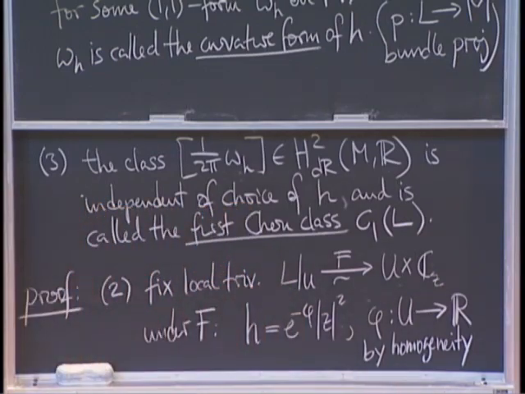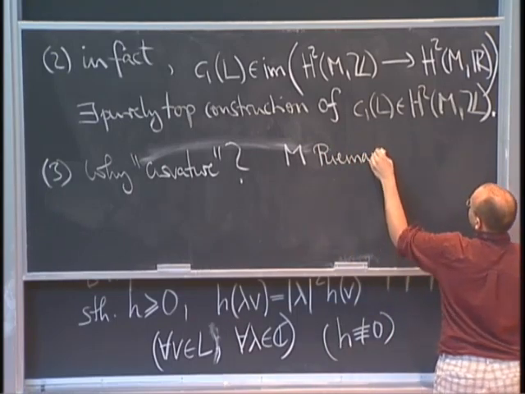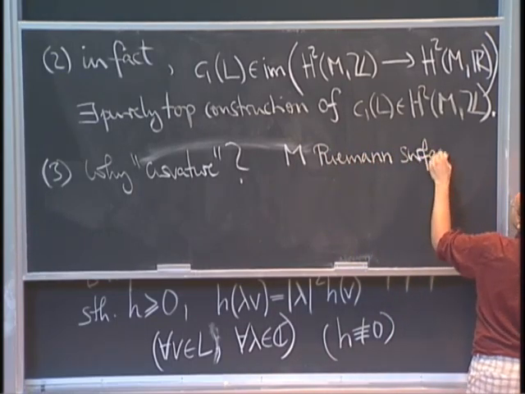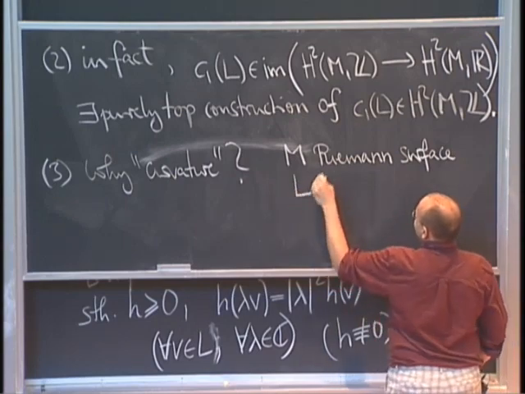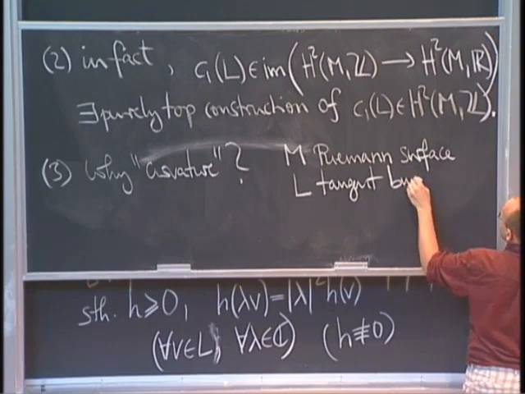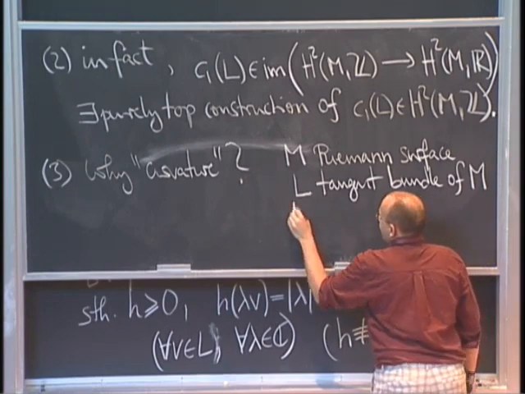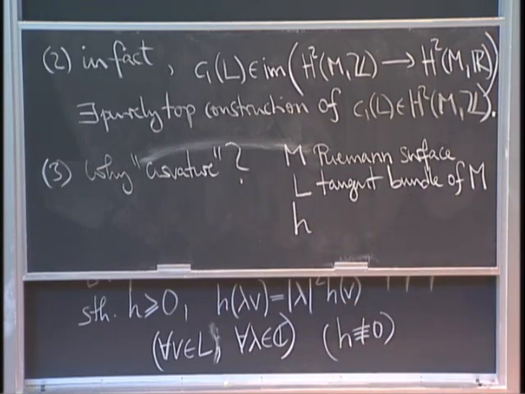So if you take M to be a Riemann surface, and L the tangent bundle of M as a holomorphic line bundle, well, if you have a Riemann surface, it means you have a topological surface or a smooth surface, but you're also fixing a conformal class on the Riemann surface. So an arbitrary Riemannian metric is not going to be good enough for us.